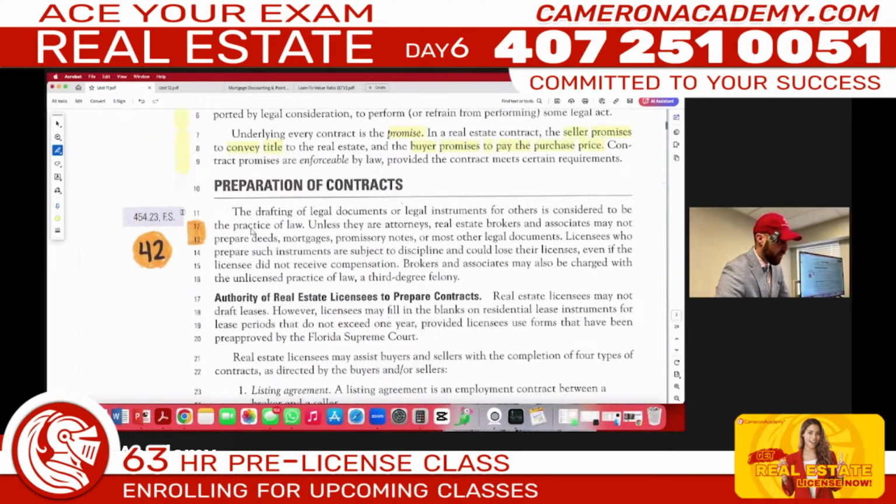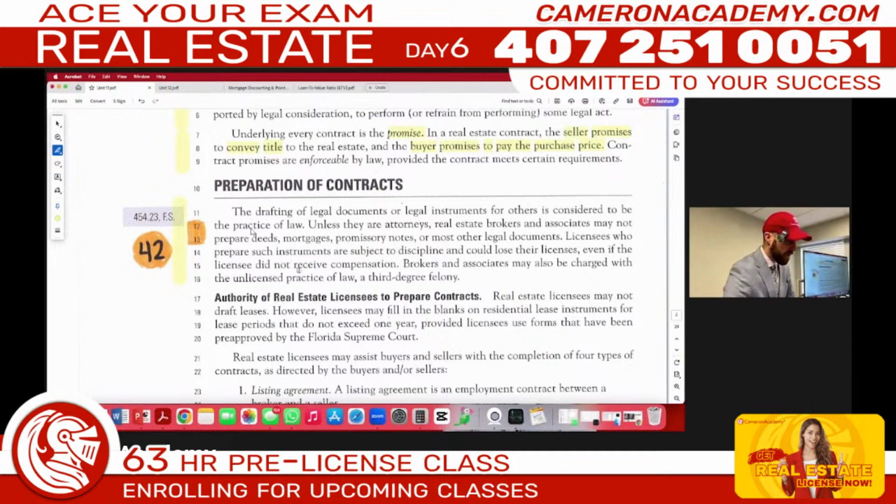Preparation of contracts is what we need to hear to set the tone. Let me read this out to you. It's important. To draft the wording of legal documents, legal instruments is what we refer to them as, for others, is considered to be practicing what? Preparing legal documents is considered to be practicing what? Law. And unless you also have a law license, is that anybody in here? Okay, we're just getting a real estate license.